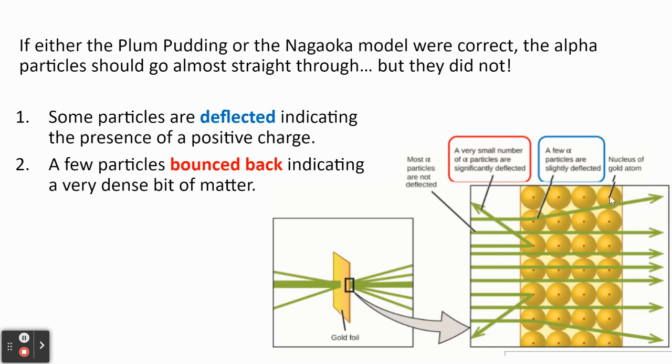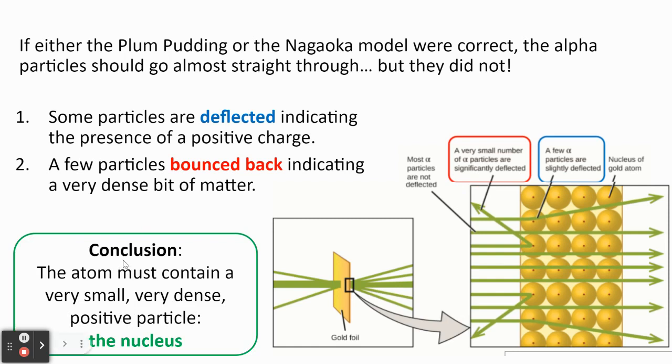This little center here is the nucleus of that gold atom. Now, some of the alpha particles went straight through the gold foil, which is what they expected. Some of those alpha particles were deflected just a little bit, and some of those alpha particles were deflected all the way back towards the original source. The conclusion they came up with was the atom must contain a very small, very dense, positive particle, the nucleus.